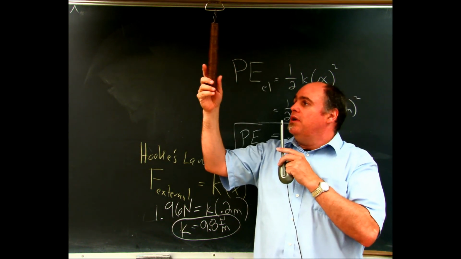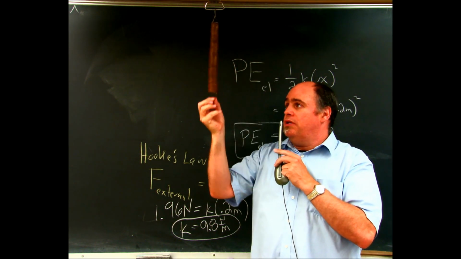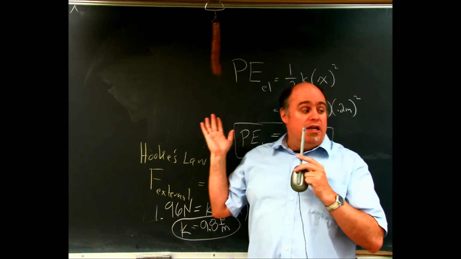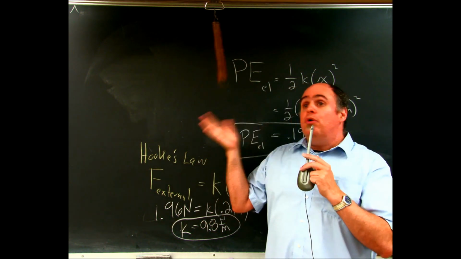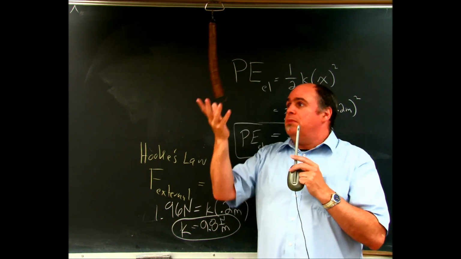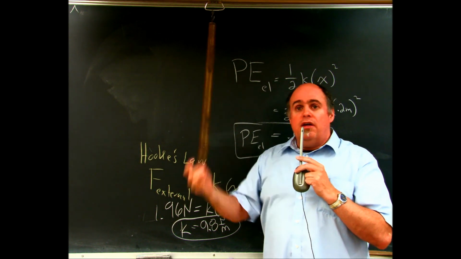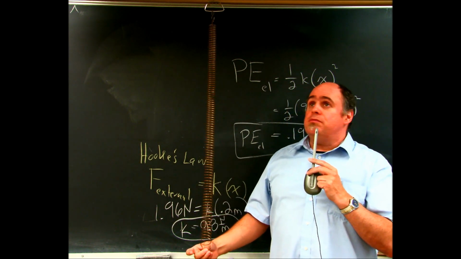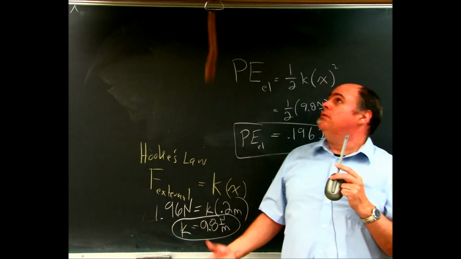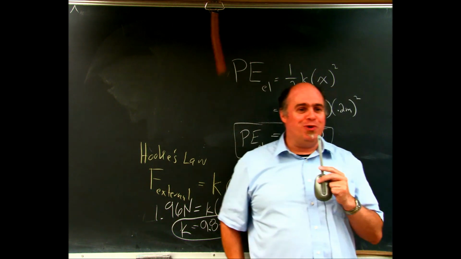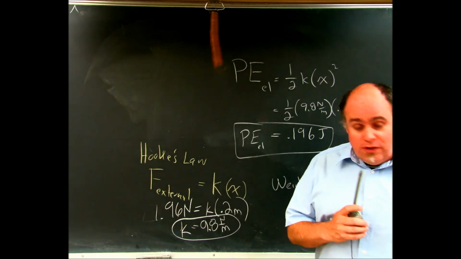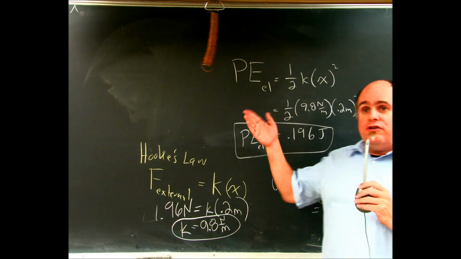If I pull it down barely an inch and let it go, it just does something like that. If I pull this thing down much more and let it go, then it'll just be more violent. That was pretty cool. Okay, so that's how to use the formulas of elastic potential energy.